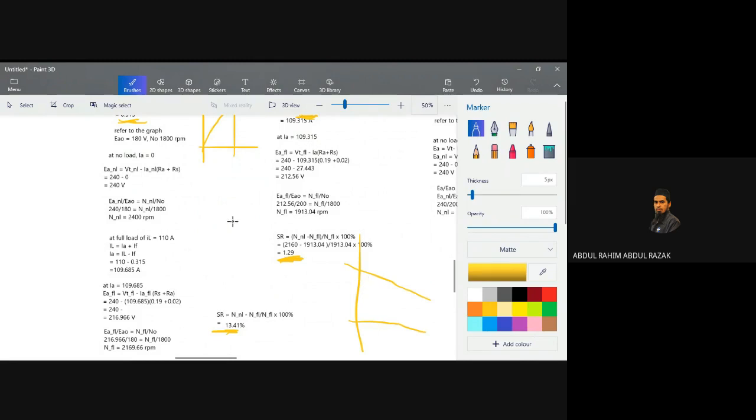However, at lower IF your initial speed is higher. See, 2400 versus 1900 initial speed. This part would be higher in terms of starting speed, but when you put load it will reduce to 2169. If you make a graph, the first is lower but the graph will be quite stable, meaning it will not drop so much. Speed regulation will be better, but at lower current the speed regulation will be worse. So that's if you compare in terms of your speed regulation.